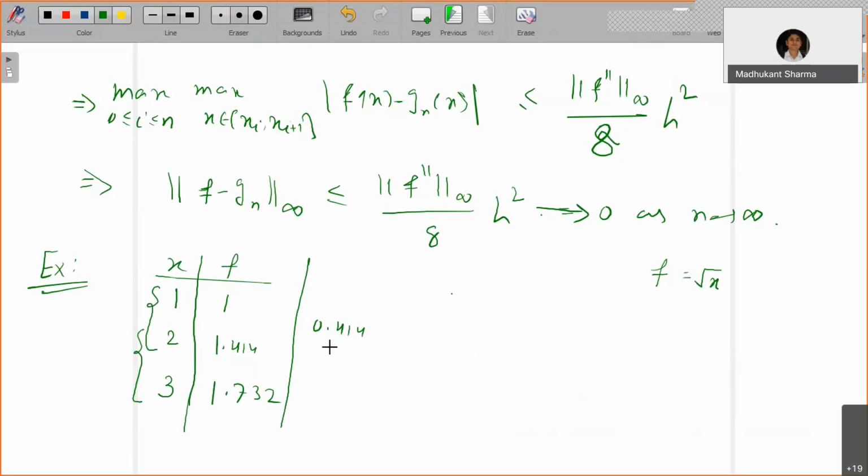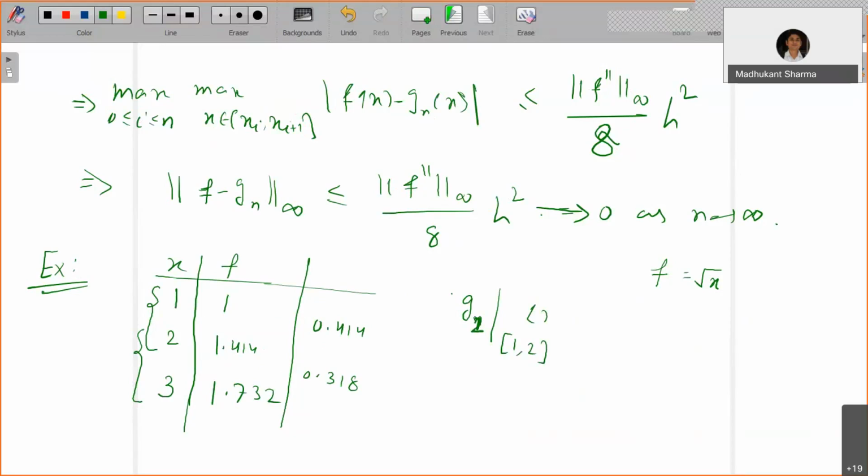Okay, and what you will have is 0.318. So you require only the first divided difference here, right? So here n is 2 only, so G2, n is 2. So the number of subintervals is 2. So G2 restricted to [1, 2].